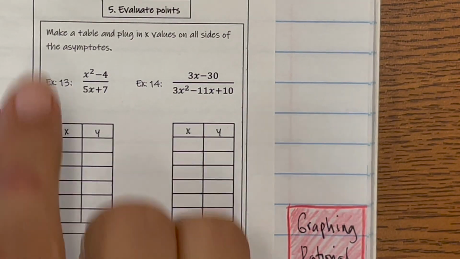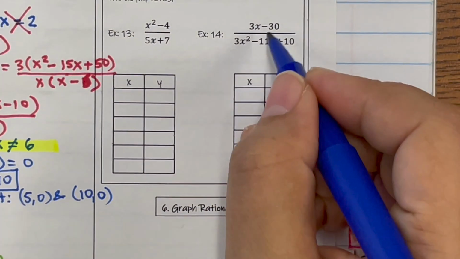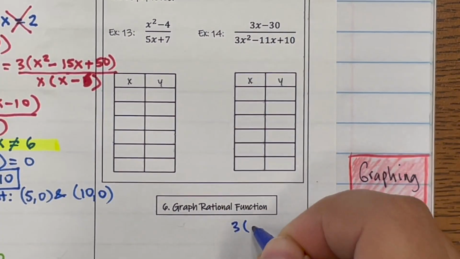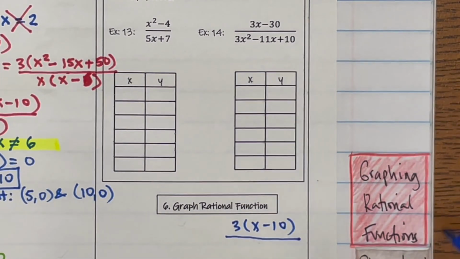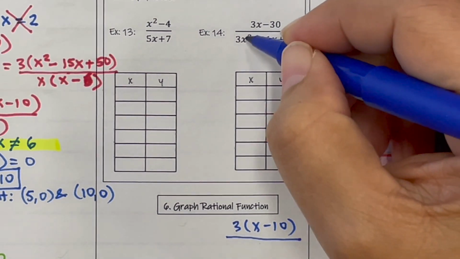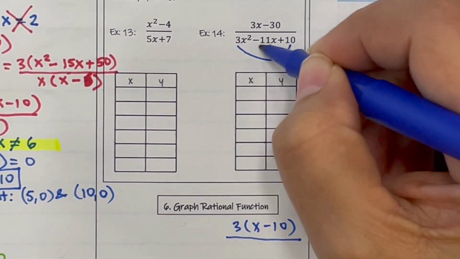The final step in graphing a rational function is evaluating the function at certain points. What you need to do is pick points to the left and the right of the asymptotes. So I have to find the asymptotes. And remember, to find the vertical asymptote, I have to factor it out.